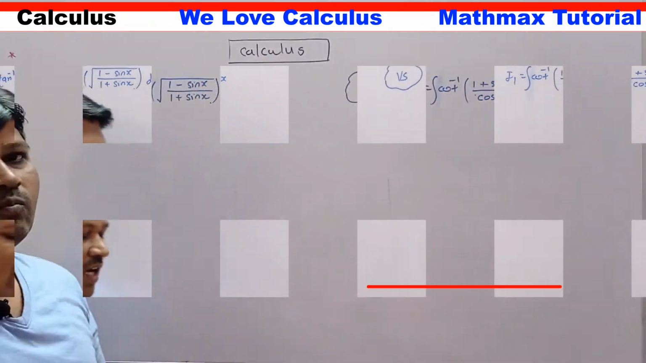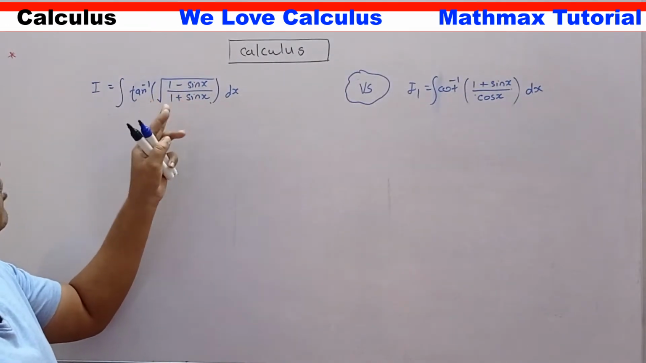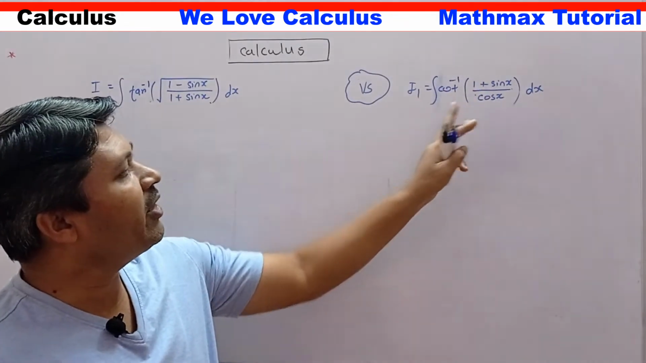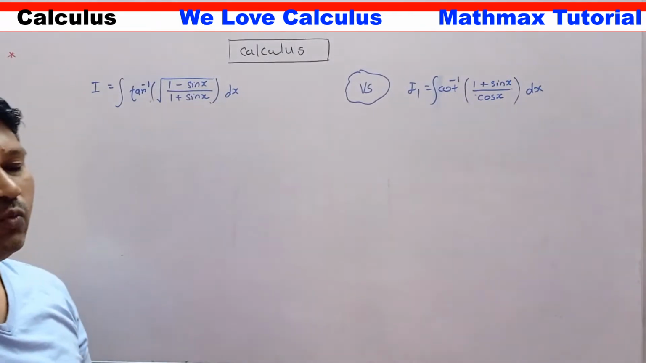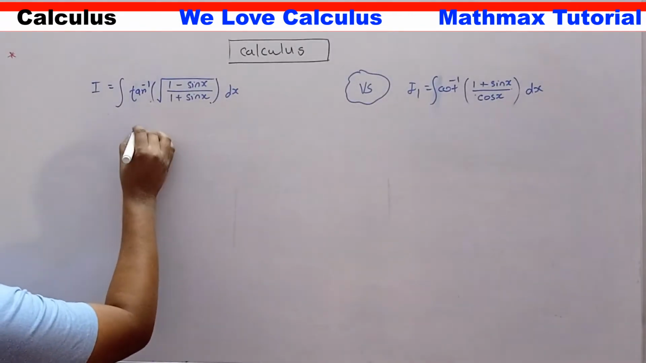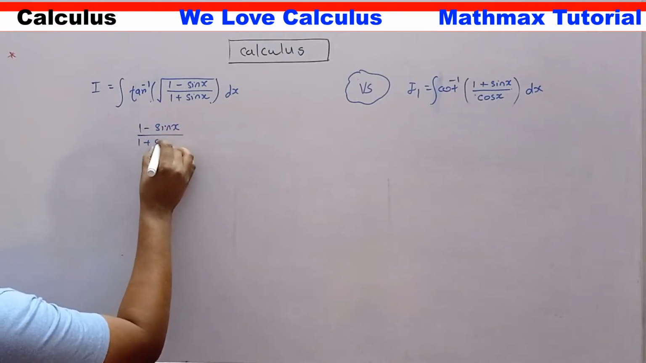Okay, let's start. First we simplify the term: the square root of (1 minus sin x) divided by (1 plus sin x), and (1 plus sin x) divided by cos x. Okay, we can simplify both, starting with the first term. Then, first, we see this is 1 minus sin x divided by 1 plus sin x.